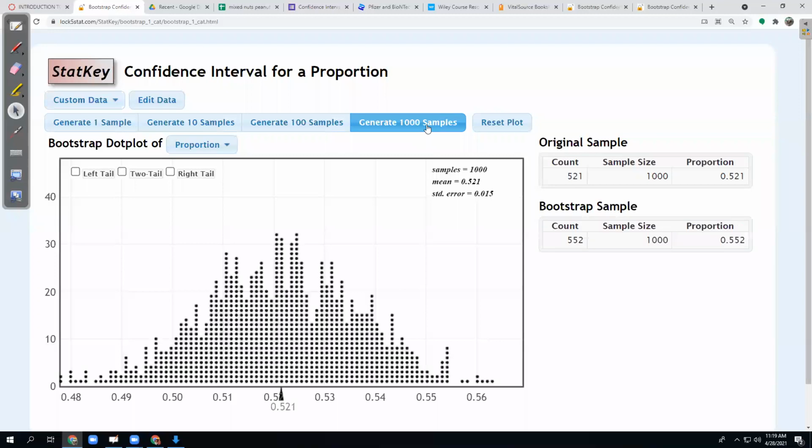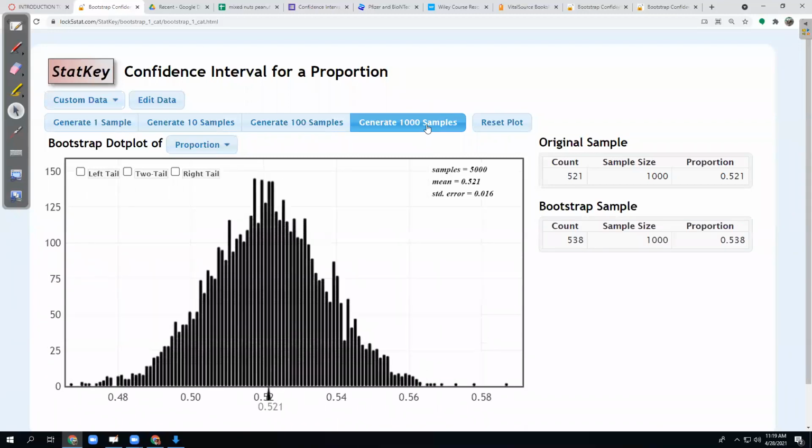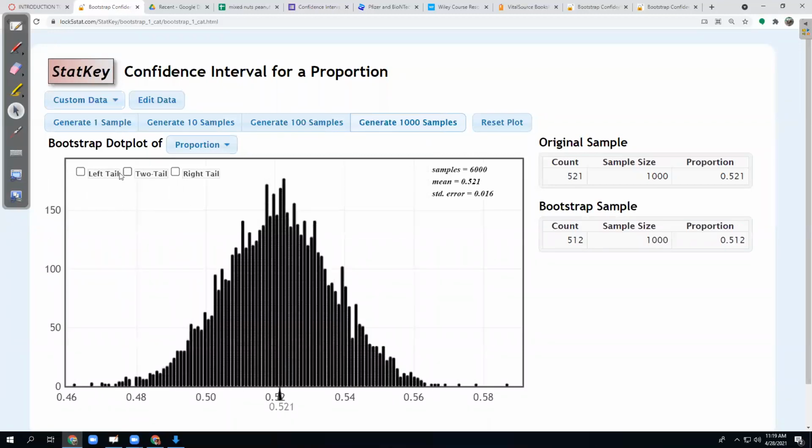And then I generate thousands. And what I should see here is a much smaller margin of error. Now my interval is from 0.49 to 0.551. So the margin of error there is about 1.5%, right? Way smaller margin of error. Instead of 10%, I got the margin of error down to like 1.5%, maybe even less than that.